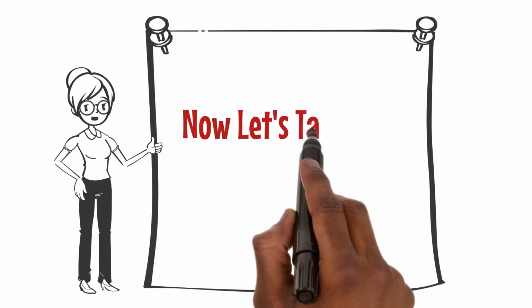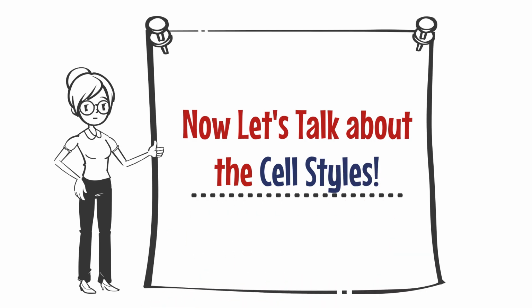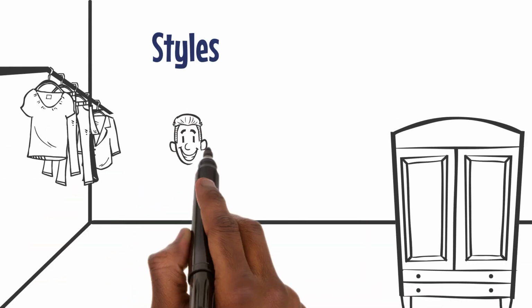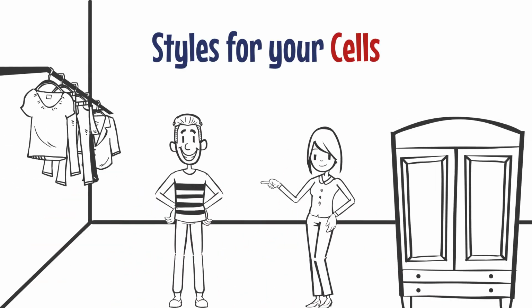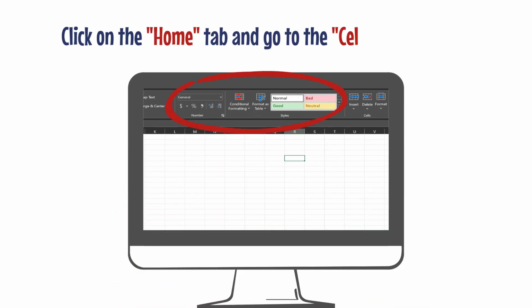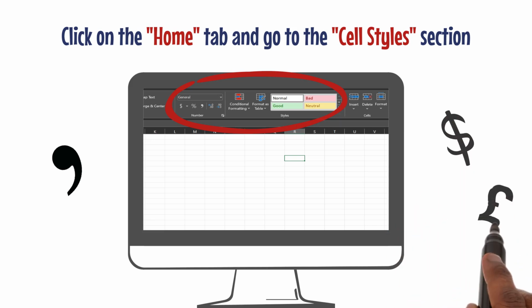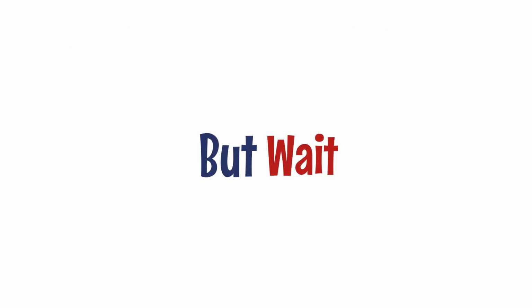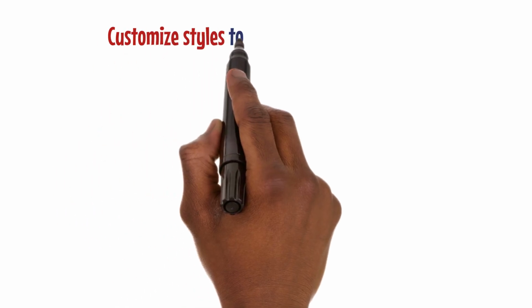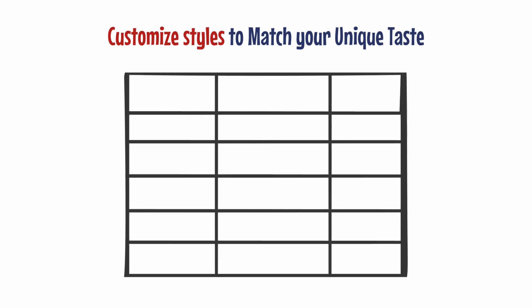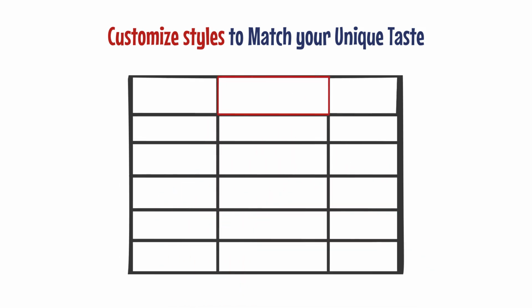Now, let's talk about the cell styles. Imagine you have a wardrobe of styles for your cells. Click on the Home tab, go to the Cell Styles section, and pick your favorite outfit for your cells. From casual comma to elegant currency, your cells will be dressed to impress. But wait, you can even customize these styles to match your unique taste. Just imagine each cell is like a canvas waiting for your creative touch. Make them stand out and shine brighter than a shooting star.